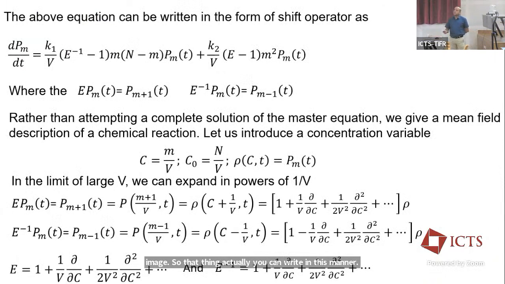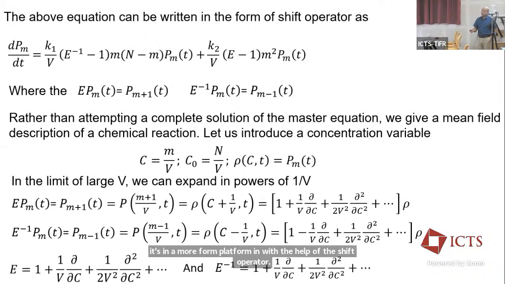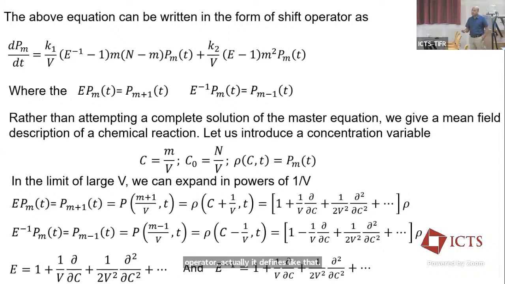Now we can write this master equation in a more compact form with the help of the shift operator. The shift operator is defined like that. If we operate this operator on this P m, then it increases 1 unit of m molecule, and similarly this backward shift operator gives you 1 unit of m molecule reduced, that kind of thing.